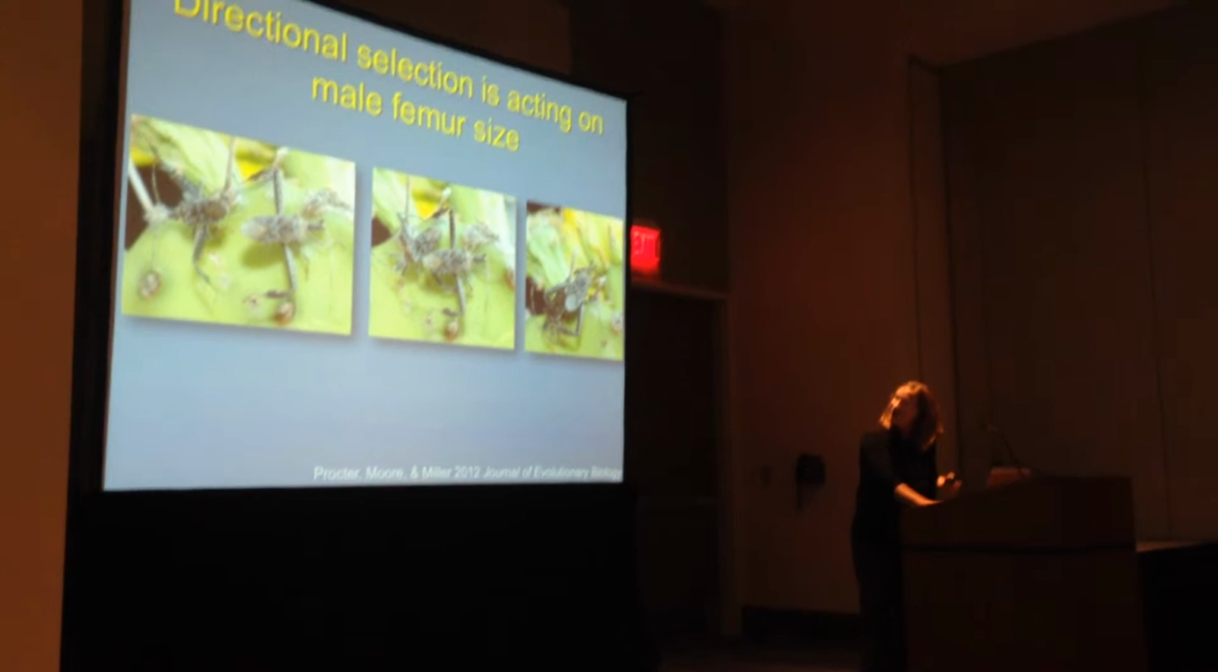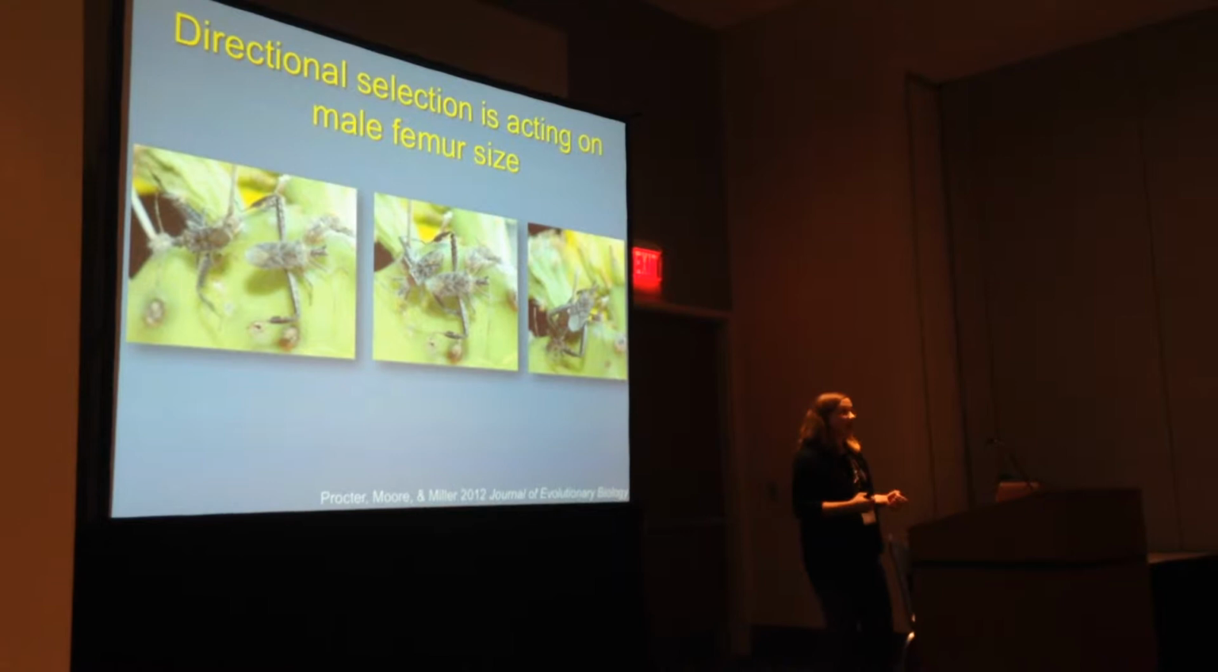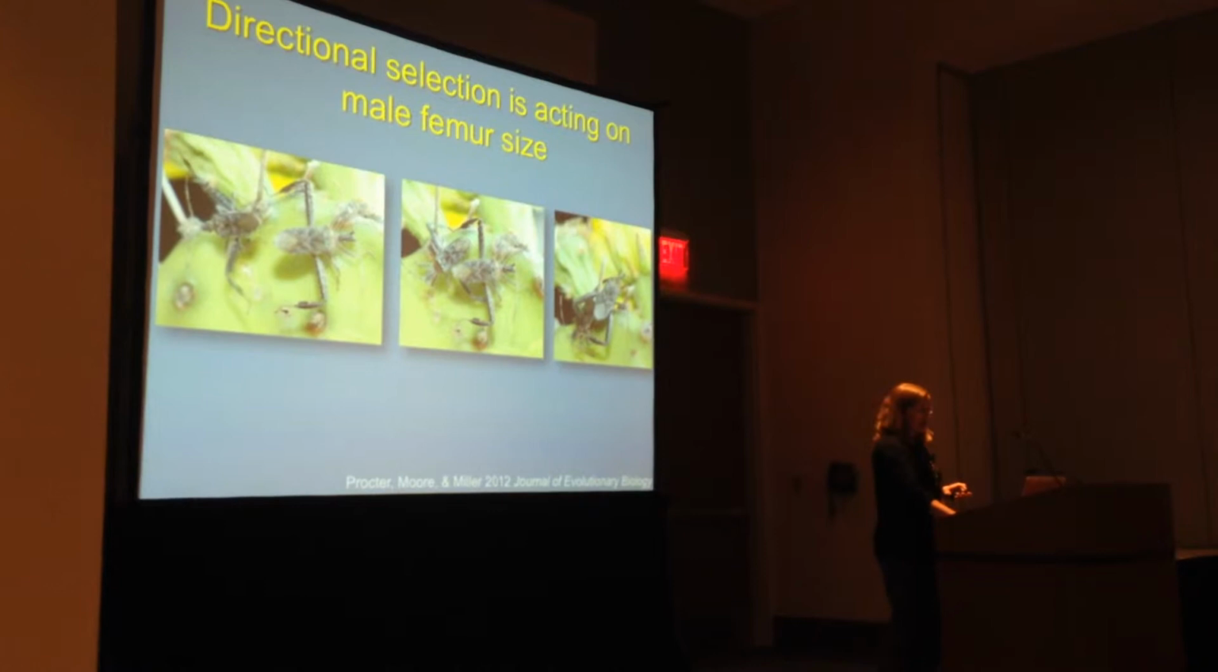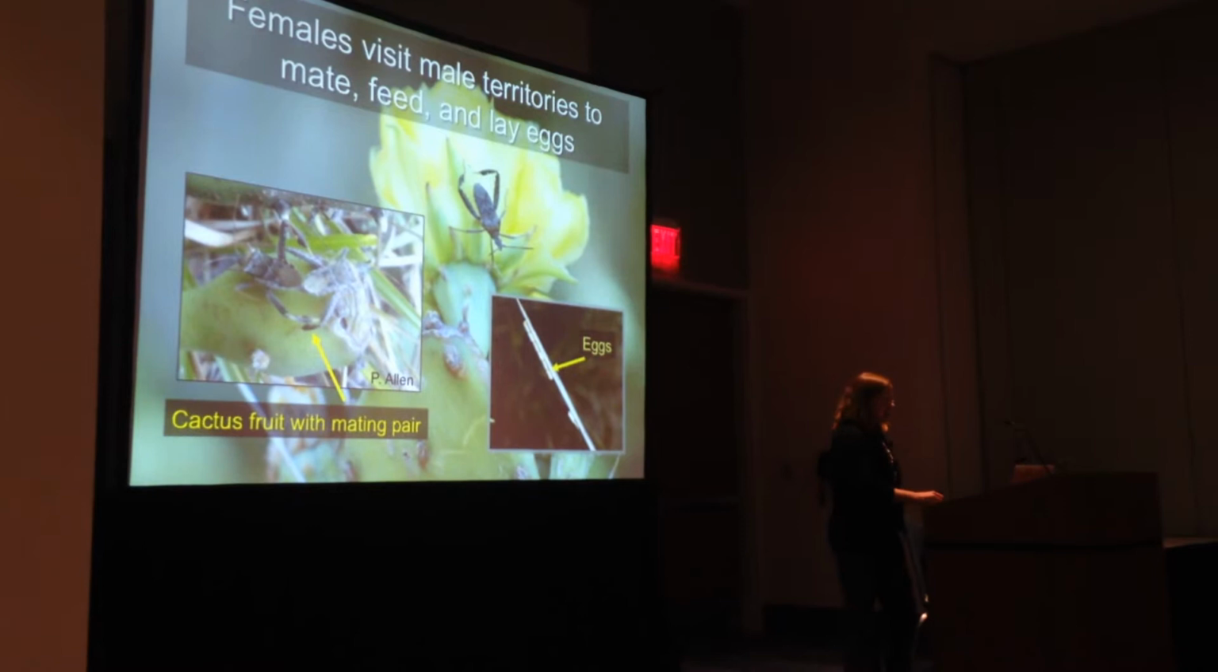All right, so we found already that there's directional selection on male femur size. Males with larger femurs tend to win contests. And so because of that, we should expect that femur size has high condition dependence. Females fly into male territories to feed and to lay eggs. And you can see here a cactus fruit with a mating pair.